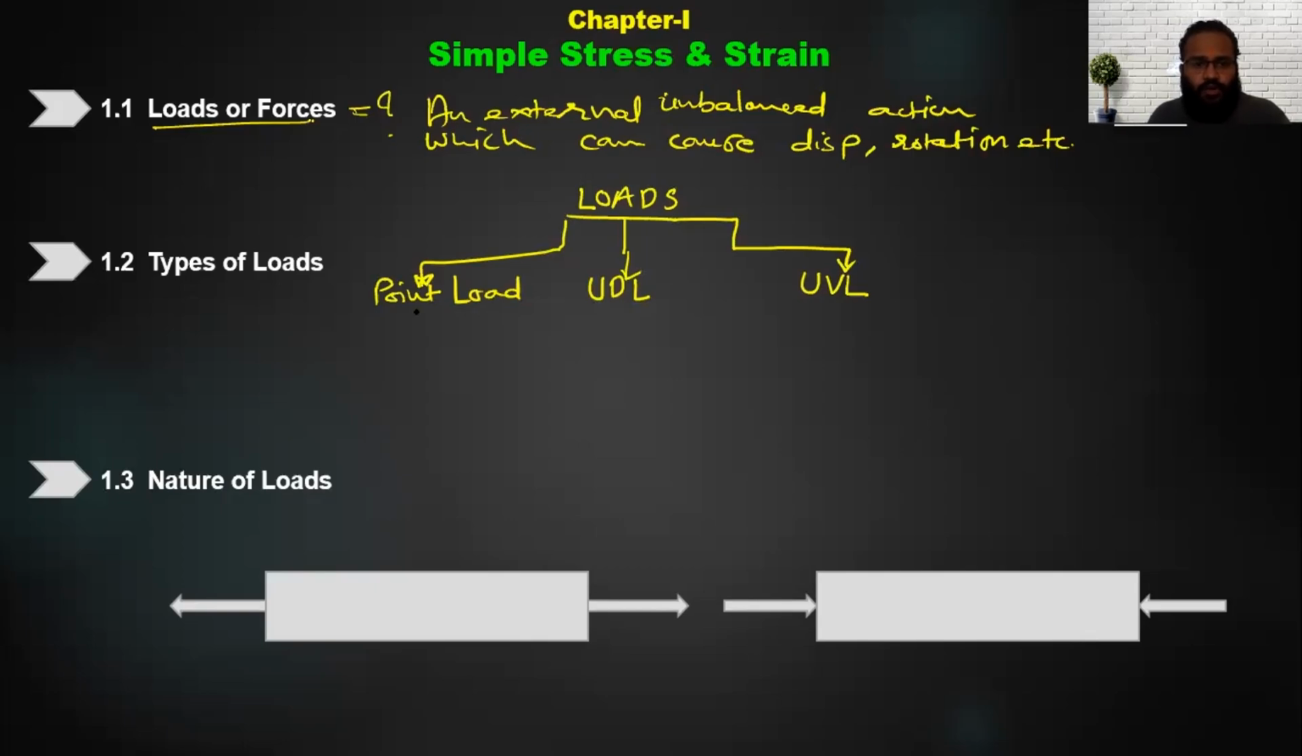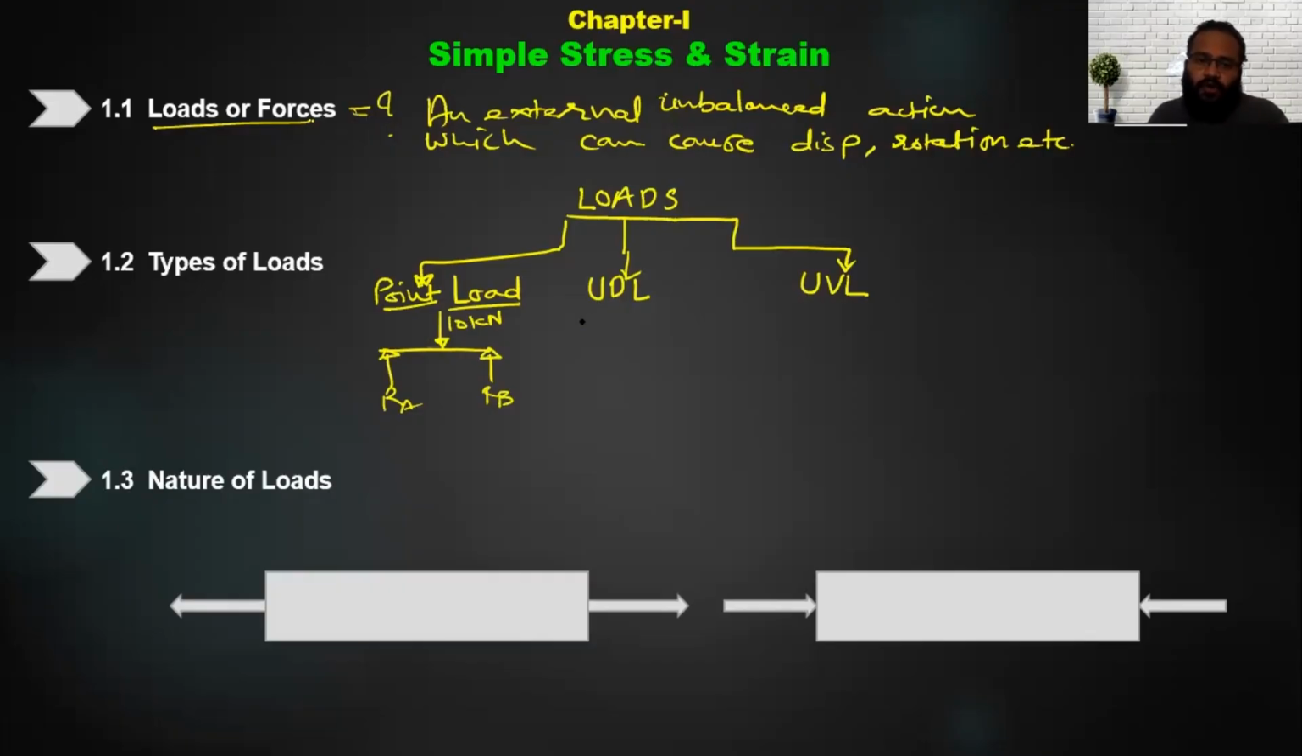Okay, so a point load is nothing but what? It is a load acting at a particular point. For example, if I have a simply supported beam like this, I can have this kind of point load, let's say this point load is 10 kilonewton, and these are the reactions, let's say we can call them RA and RB, right? So a point load acts at a particular point.